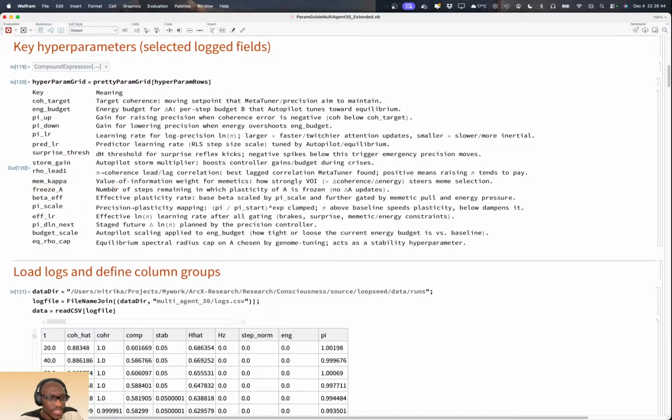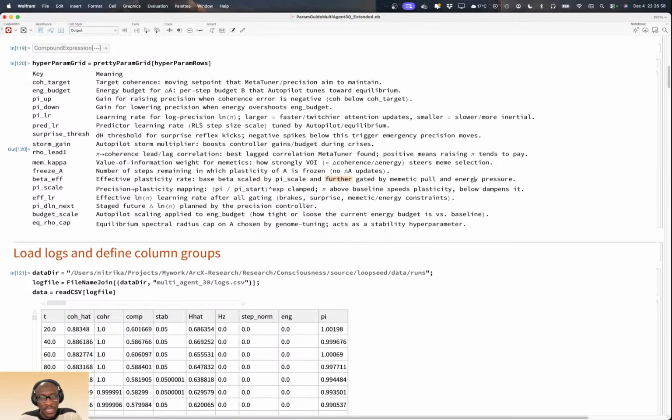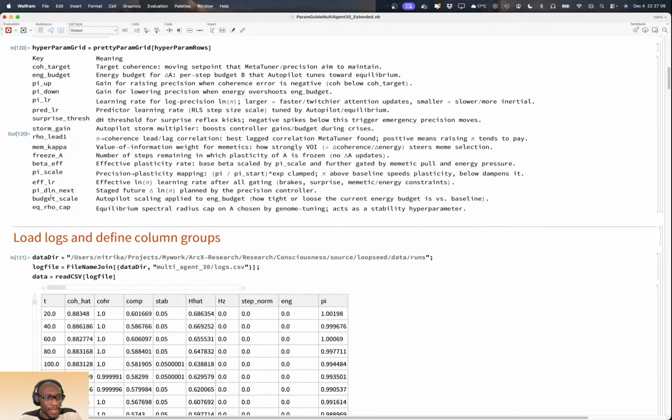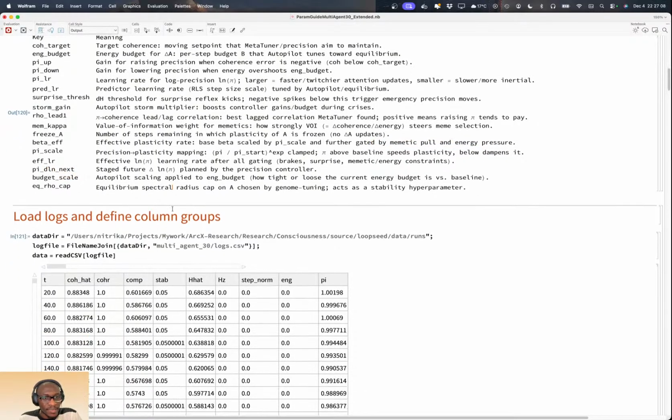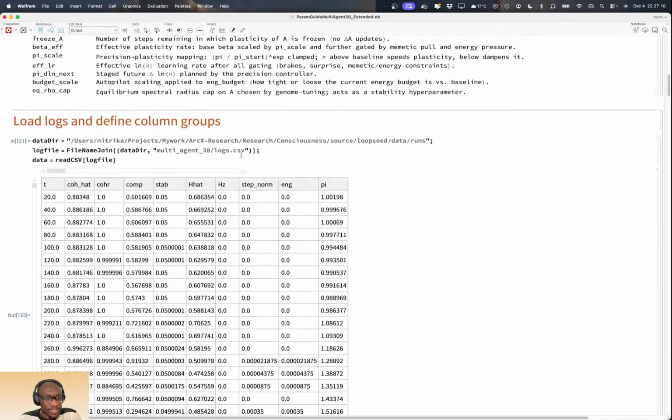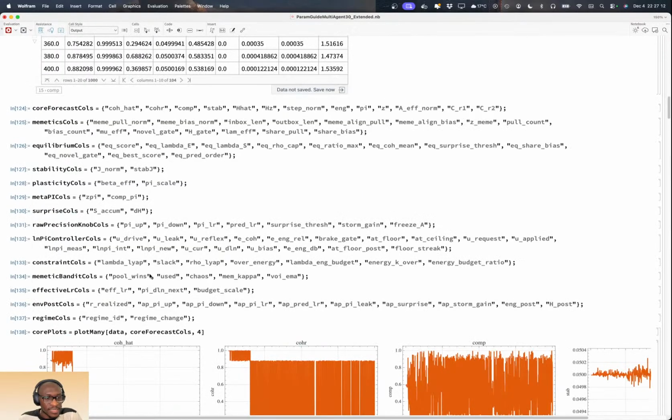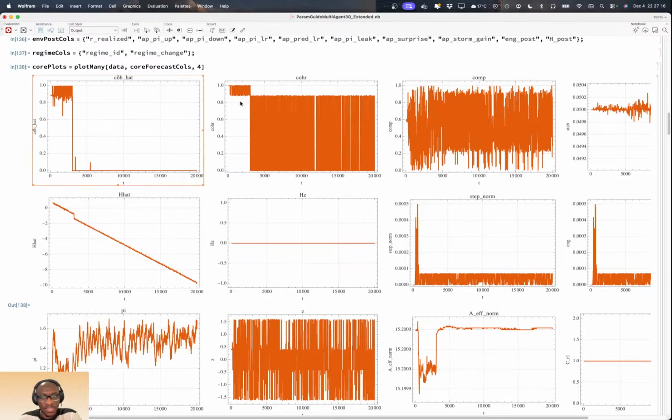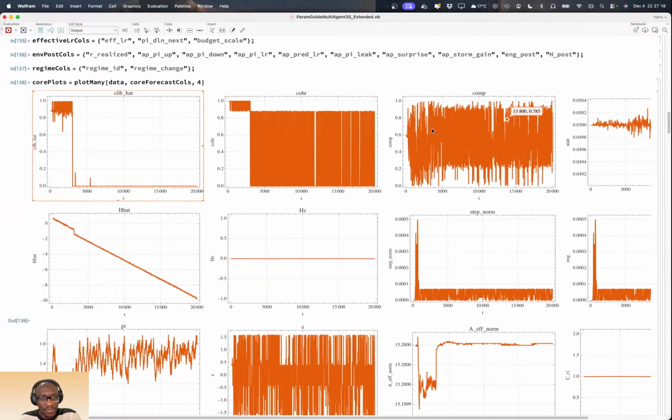And freeze beta. This is plasticity, the effective plasticity rate. How plastic is it? Beta scaled by pi scale and further gated by the memetic pool and energy pressure. So plasticity is controlled by these factors. And then I think all these are the ones we can leave. And the data, and then the plots. The plot tells the whole story, if you zoom in and see exactly what's happening.